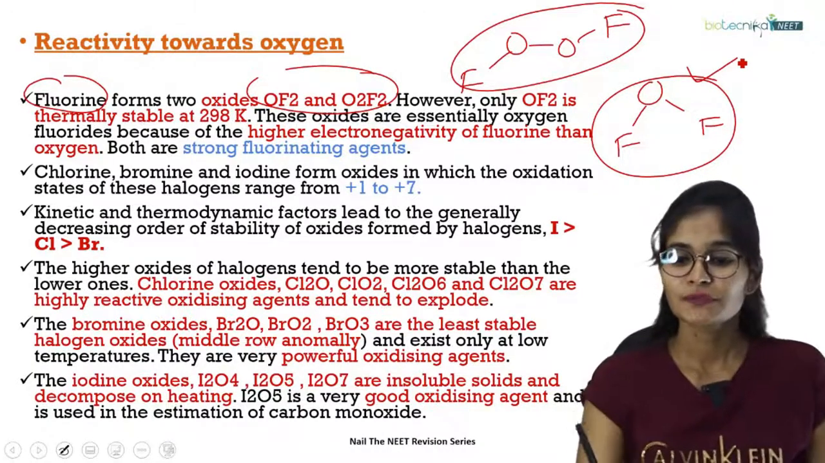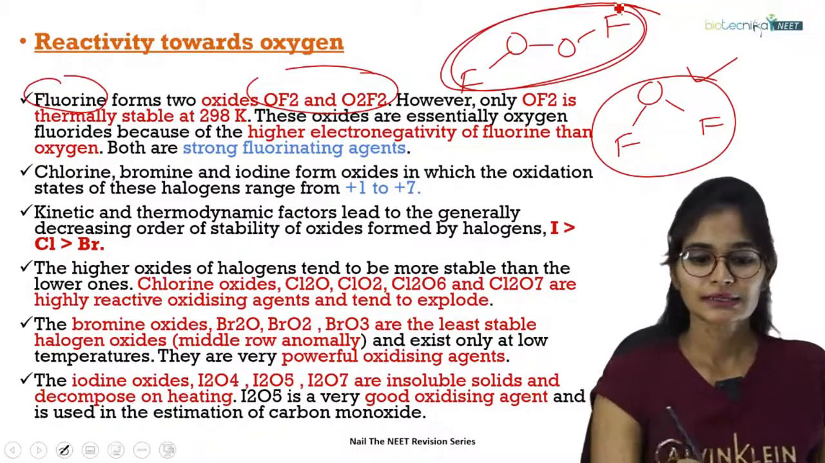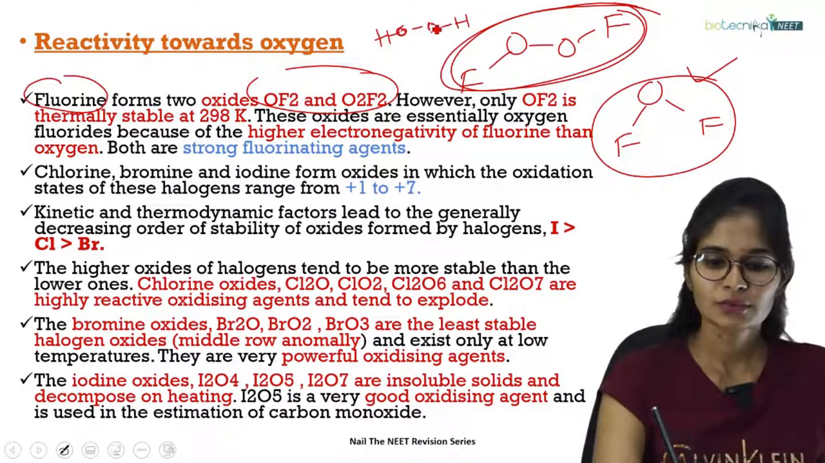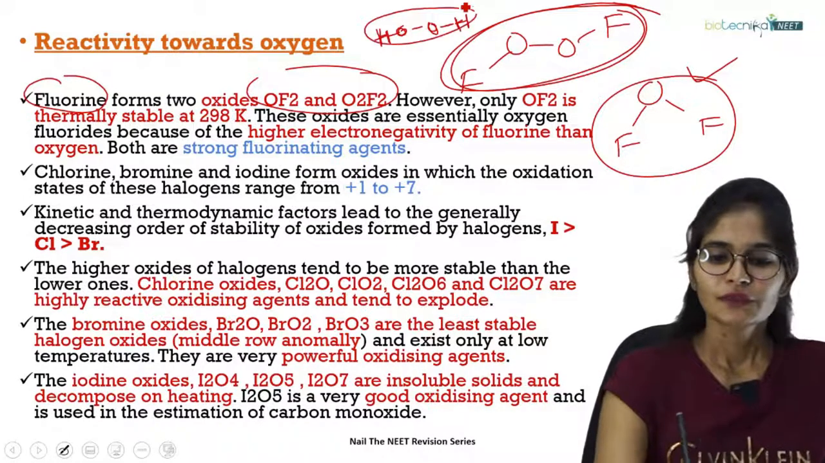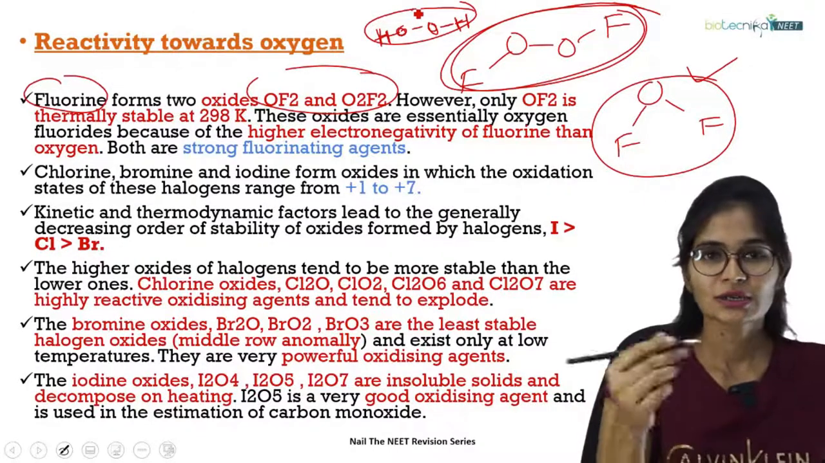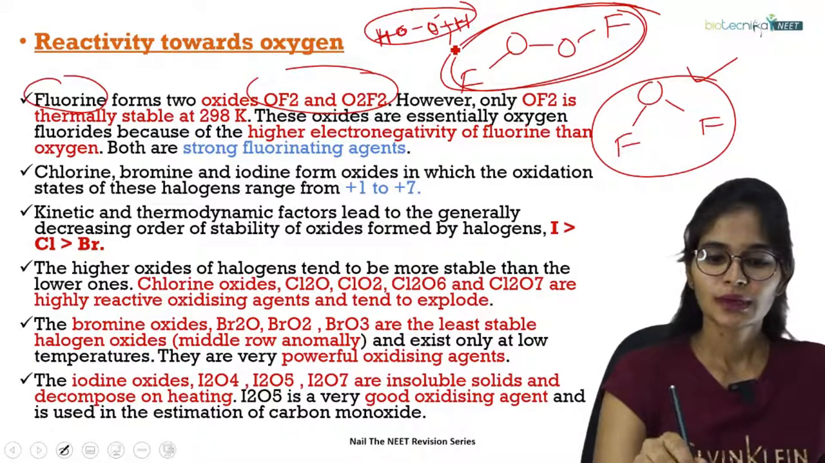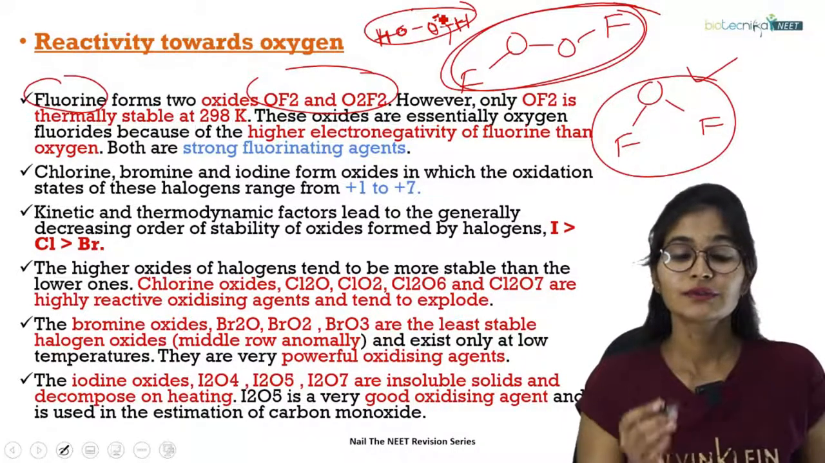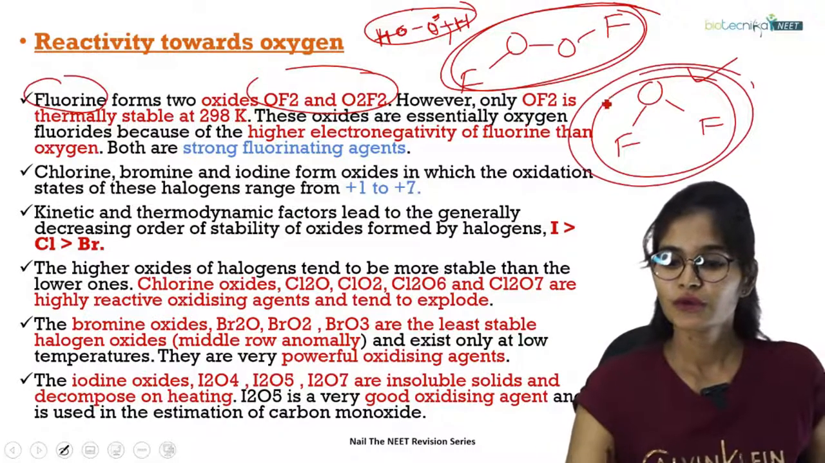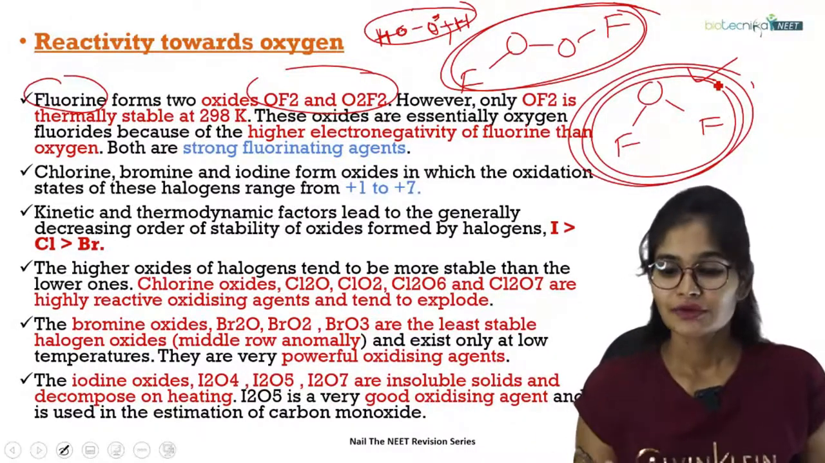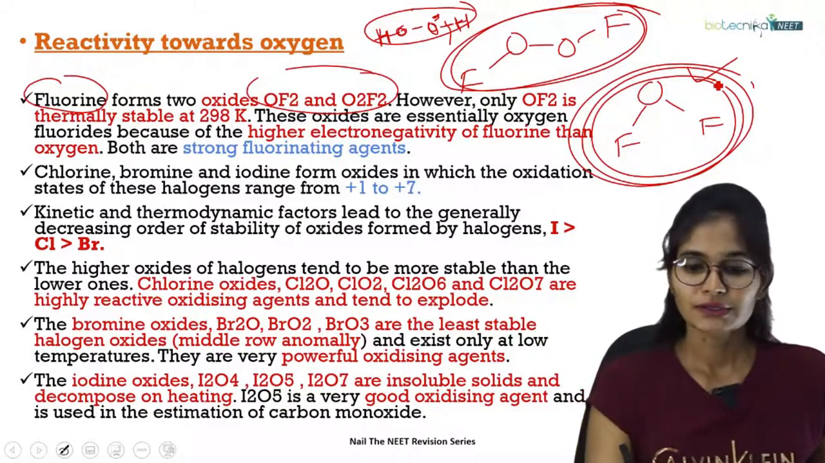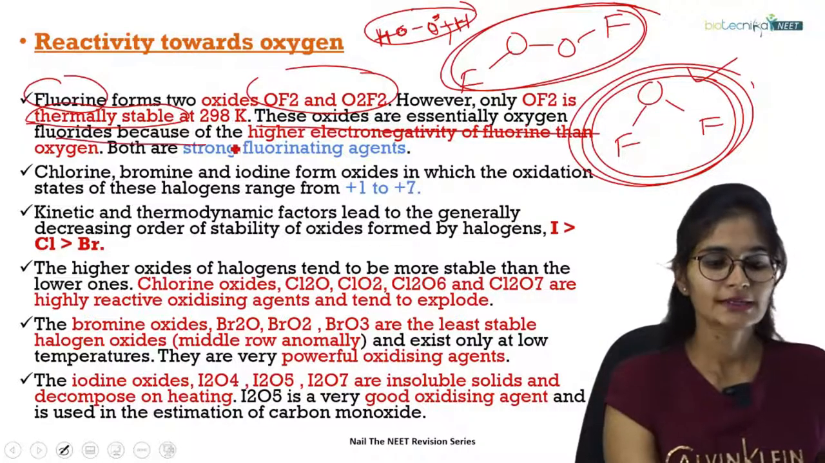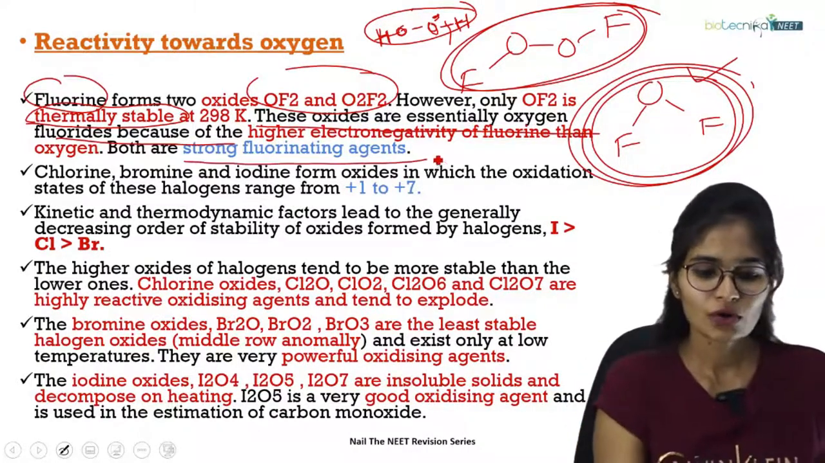Compared to O2F2, OF2 is more stable thermodynamically, that is, thermally it is more stable at 298 Kelvin. Why is it so? Because when you compare O2F2 with the peroxide H2O2, with two oxygens bound to two hydrogens at the terminal side, these can readily undergo free radical initiation reactions, where they can readily form free radicals. If you break this bond, it will form the free radical, which will undergo a free radical chain reaction, and that's why we can say it is less stable compared to OF2. OF2 will not undergo any free radical type of reaction, and it will give the more stable molecule, which is mainly stable at 298 Kelvin. These oxides are essentially oxygen fluorides, and because of their nature, they are mainly used as strong fluorinating agents.